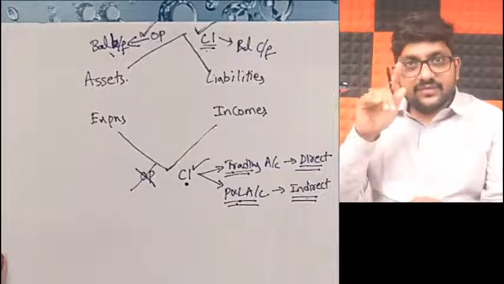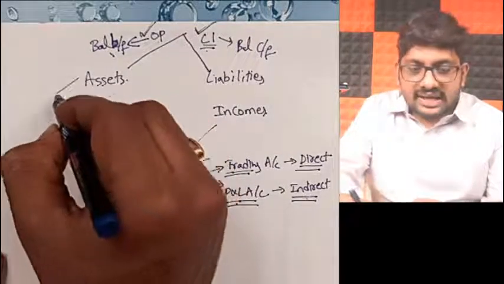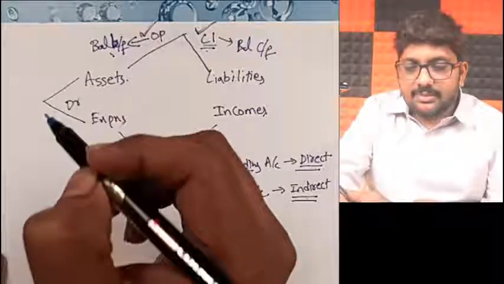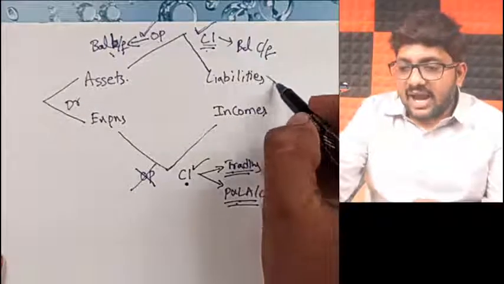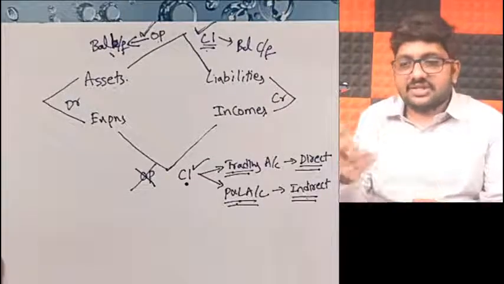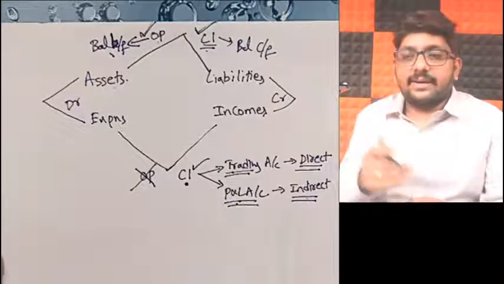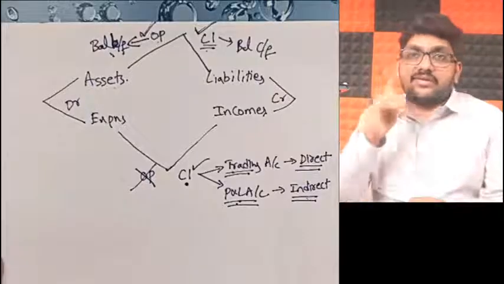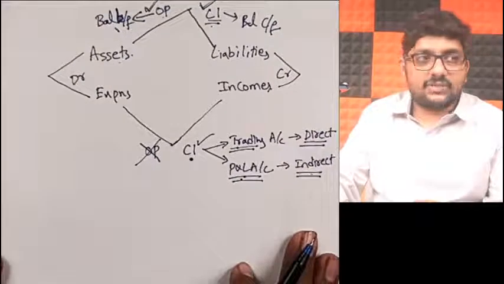But as we have discussed, both assets and expenses come under which category? Debit category, you know very well, and liabilities and incomes come under credit category. That also you know very well. Remember this point very carefully, my dear friends. These are the next points I'm going to discuss with you.